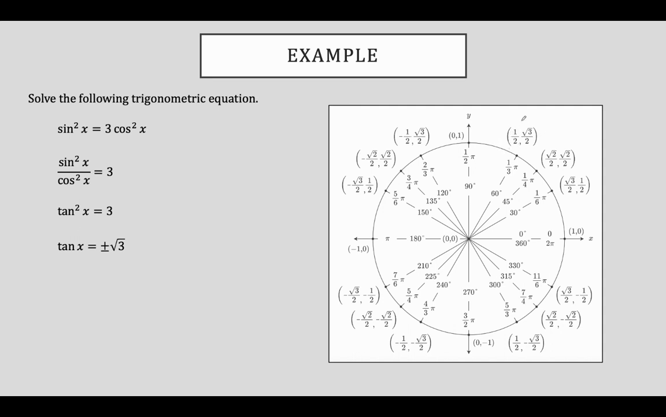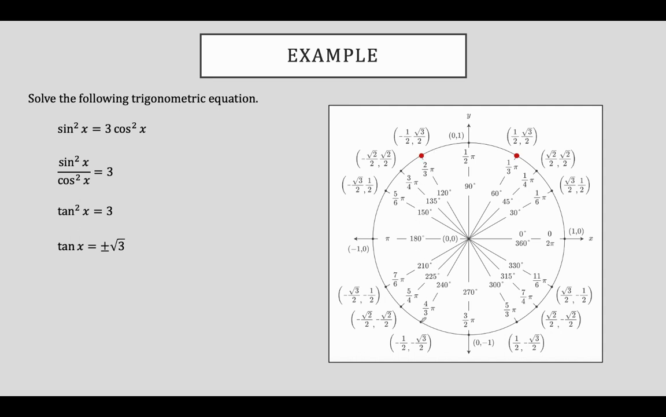All right, therefore, all of the ordered pairs with a 1/2 and a root 3 over 2 will end up being solutions. We have one here at pi over 3. The tangent of pi over 3 is root 3. We have another solution here at 2 pi over 3. The tangent of 2 pi over 3 would be negative root 3.